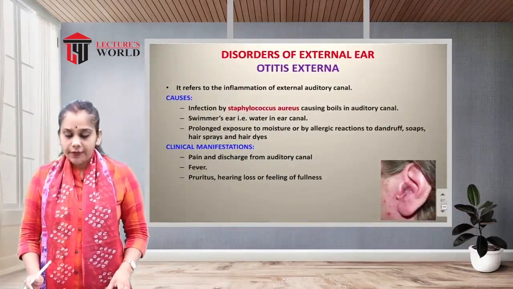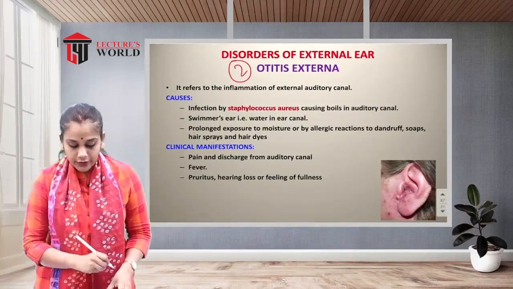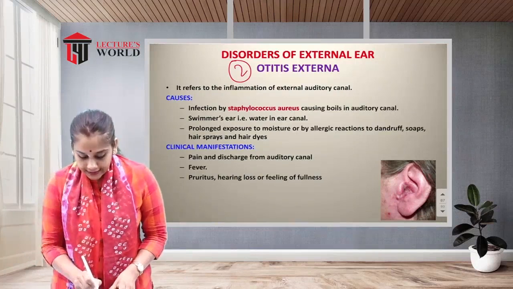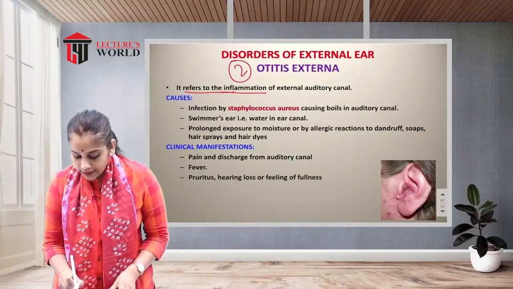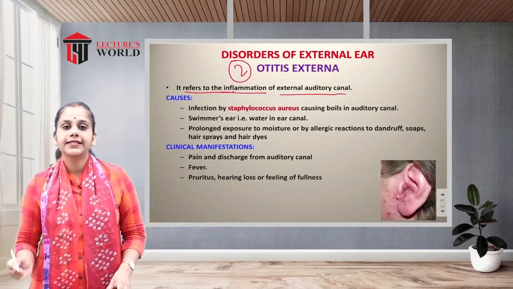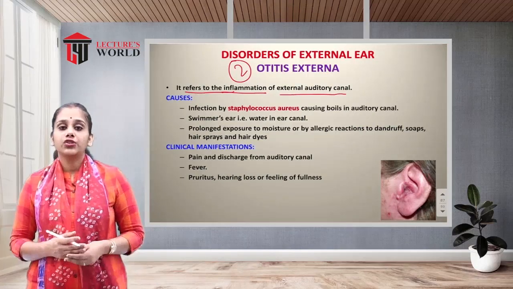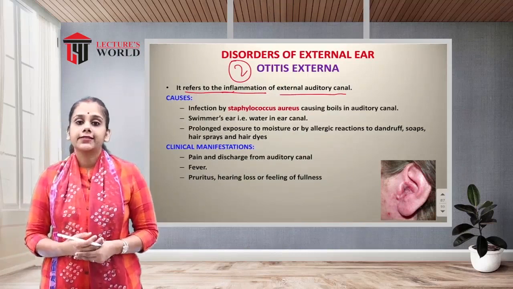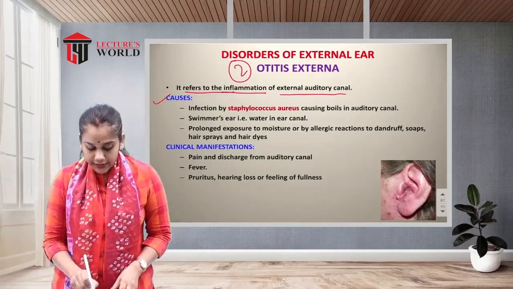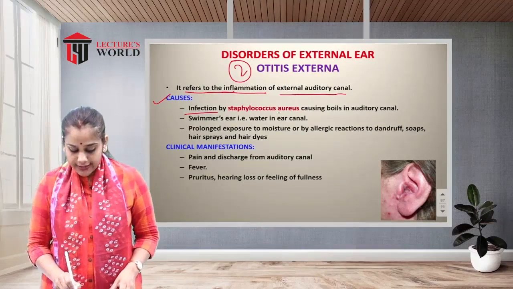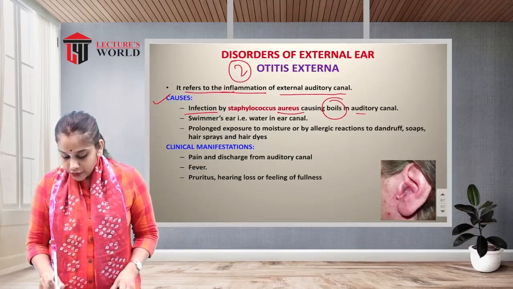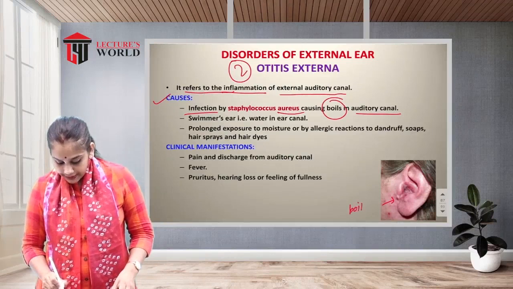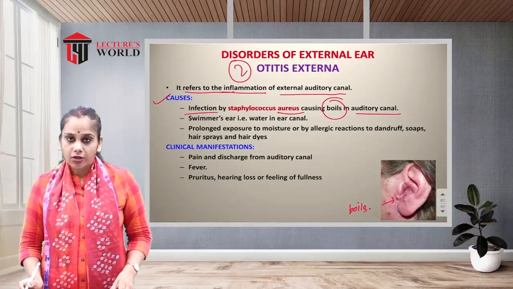Now, in the disorders of the external ear, the second disorder is otitis externa. Okay. What is otitis externa? It refers to the inflammation of the external auditory canal. There is infection or inflammation of the external auditory canal, that is known as otitis externa. Which are the causes? Infection by Staphylococcus aureus, that causes boils in the auditory canal. You can see here these are the boils, boils in the auditory canals.